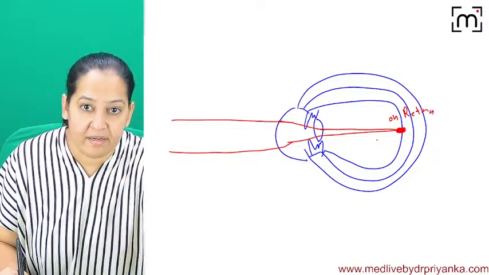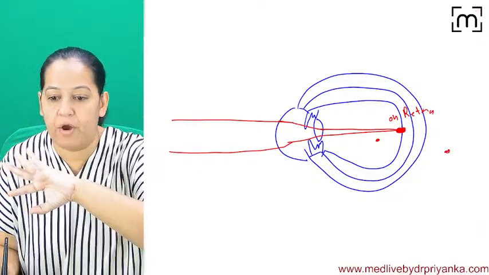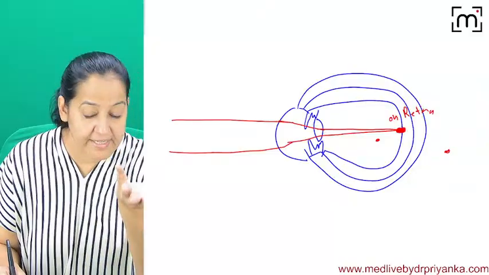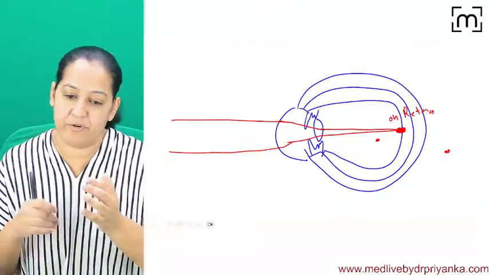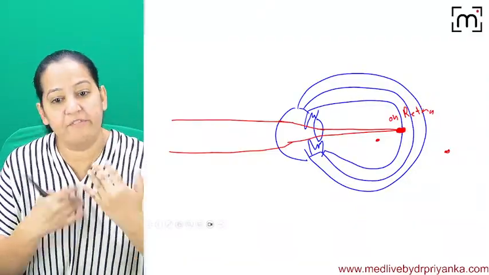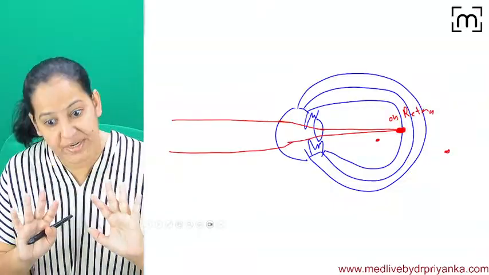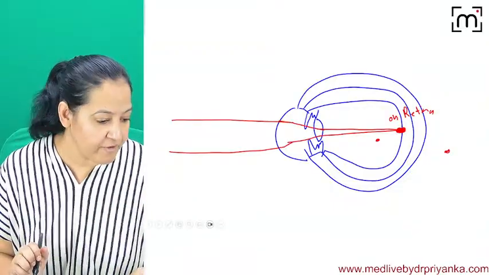The focus is on the retina. It is neither ahead of it nor beyond it. If it is ahead of it, it's myopia. If it is beyond that, it's hypermetropia. And if it is in multiple meridians, it will be astigmatism. You will understand all three defects if you understand this normal. How many of you got this normal?